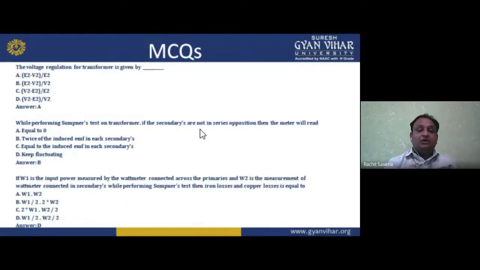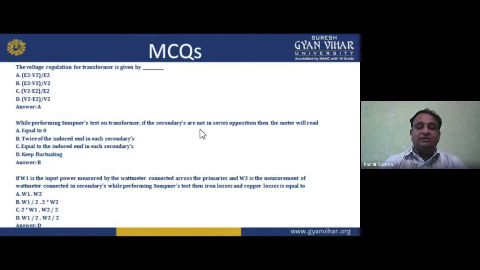Now next, the voltage regulation for a transformer is given by: (E2 minus V2) by E2, (E2 minus V2) by V2, (V2 minus E2) by E2, or (V2 minus E2) by V2. So (E2 minus V2) by E2 is your actual voltage regulation equation. While performing some kind of test on a transformer, if the secondaries are not in series opposition, then the meter will read: equal to 0, twice the induced EMF of each secondary, equal to the induced EMF of each secondary, or keep fluctuating. So if there is no series opposition, meaning adding, then twice the induced EMF.